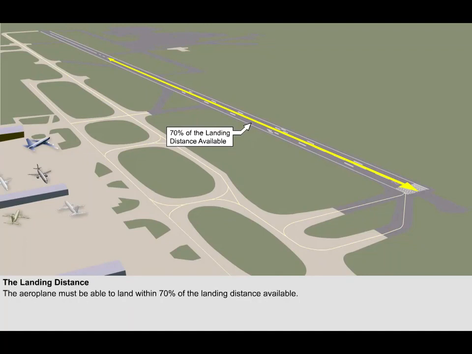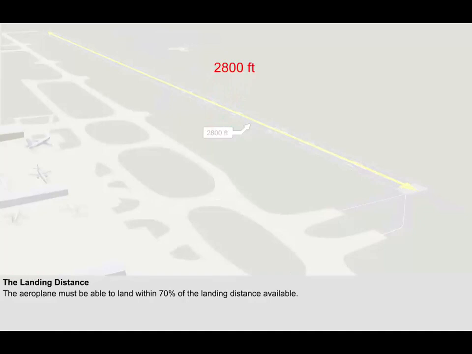To help clarify this, let us work through an example. If the landing distance available at the destination airfield is 2,800 feet, then obviously the aeroplane must be able to land within 70% of 2,800 feet. To calculate this value, we must divide 2,800 feet by a factor of 1.43. Carrying out this simple calculation gives us an answer of 1,958 feet.